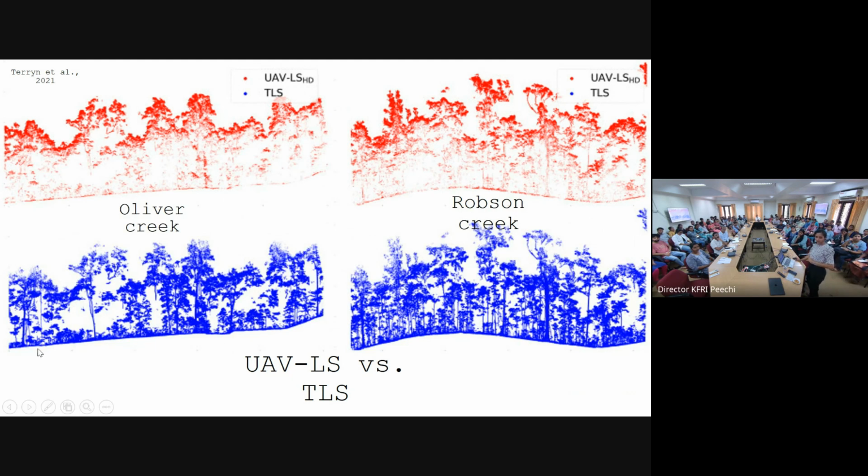And this is the data from TLS. Yes, the density of points is relatively low in the canopy, but you can still estimate really interesting parameters at the branch level, even at the branch level, from TLS.